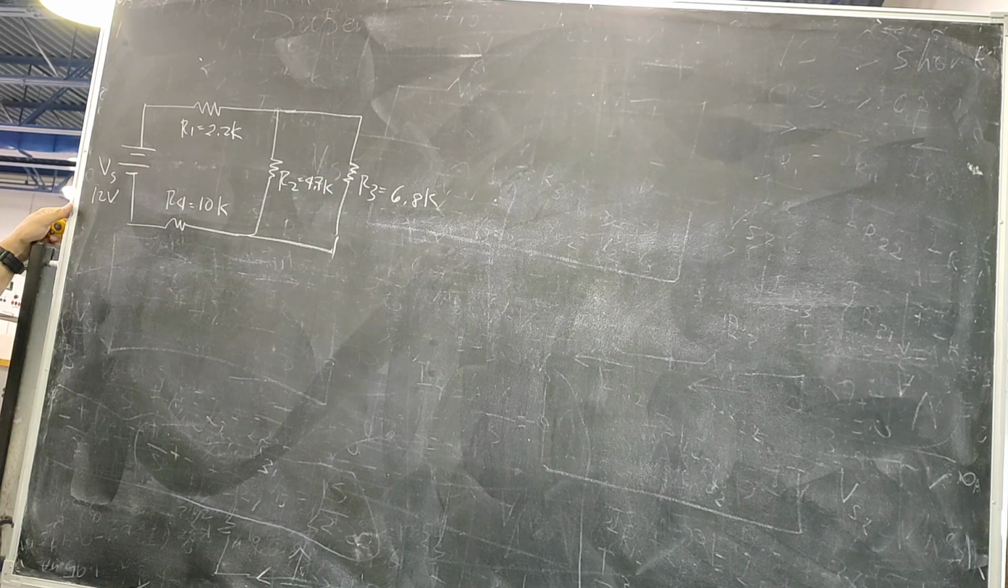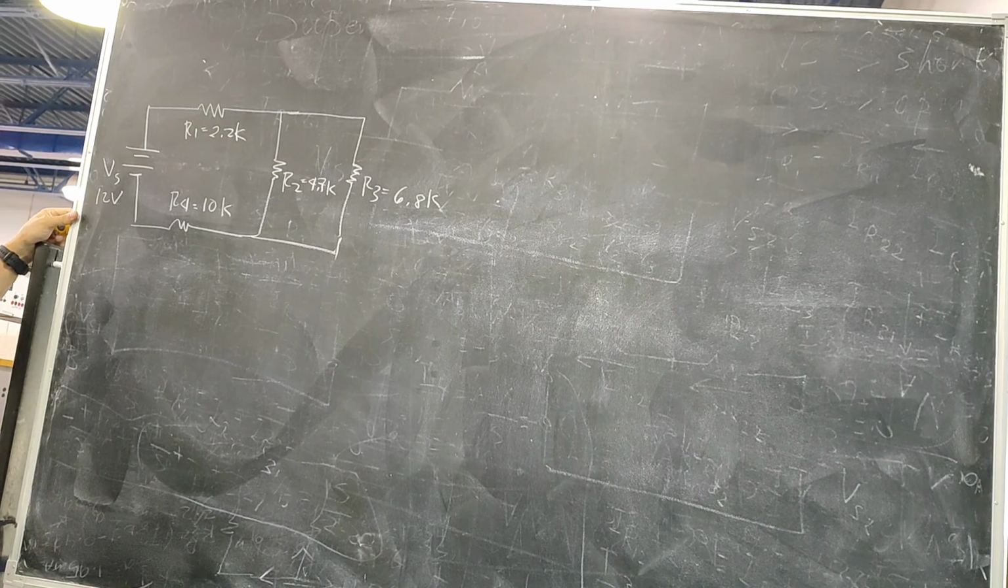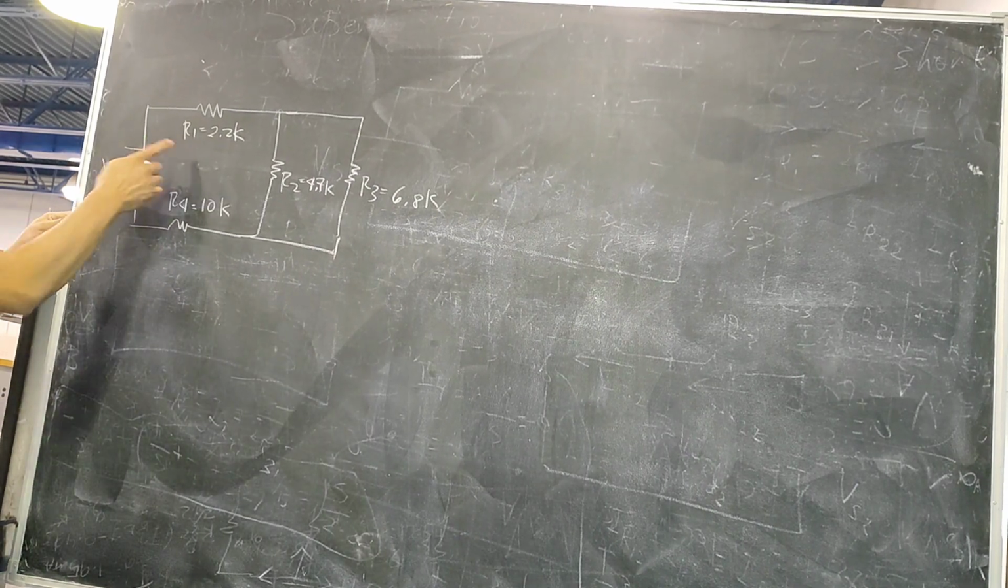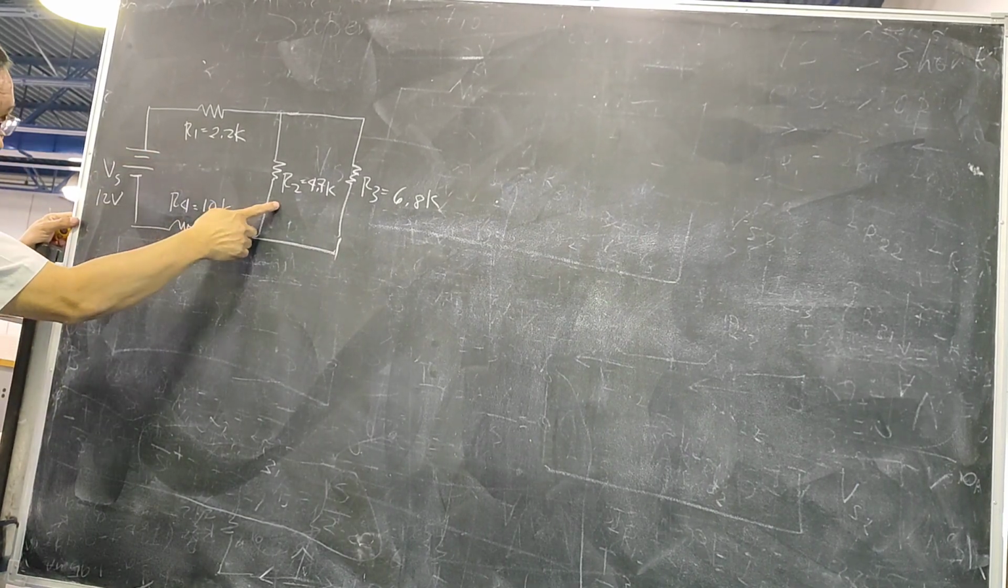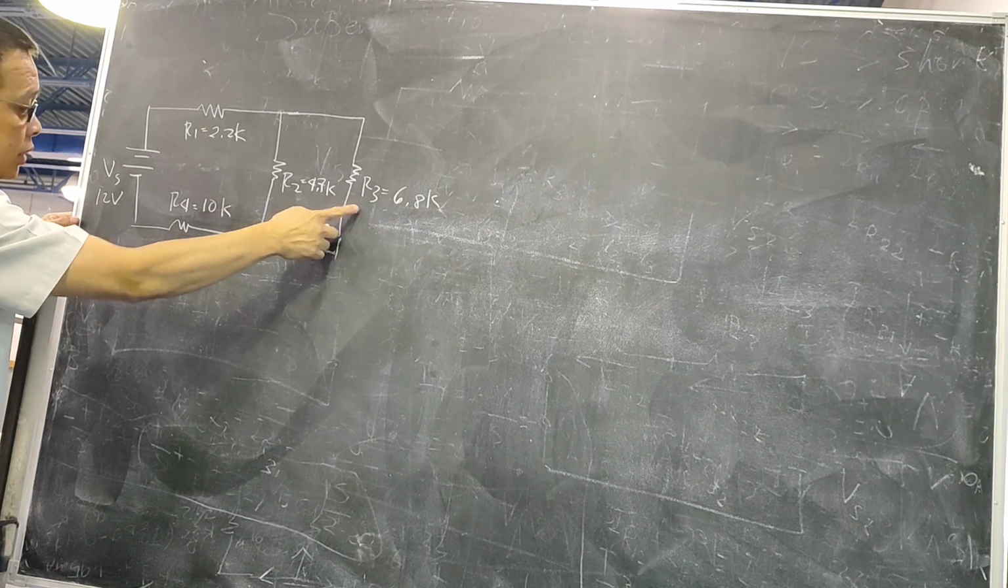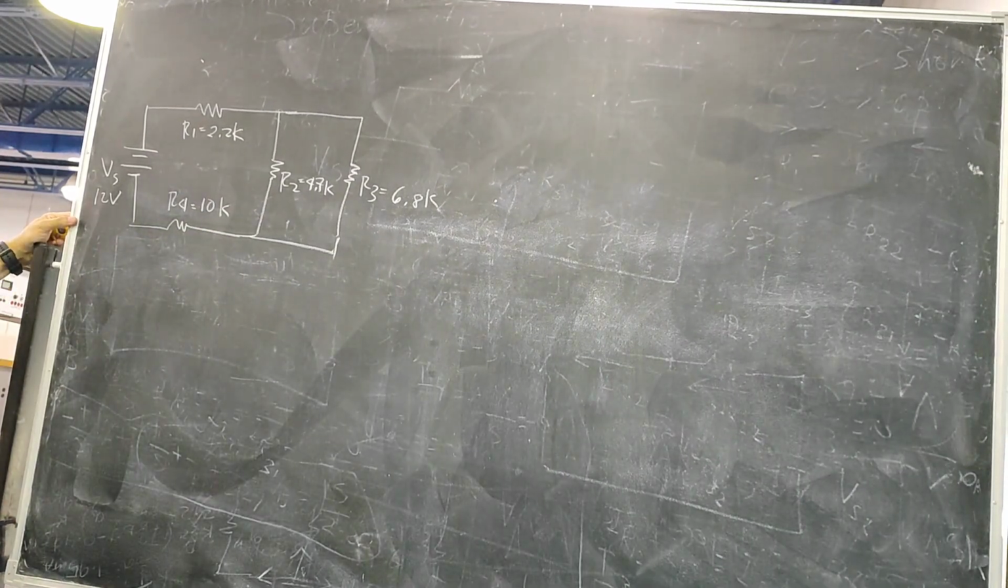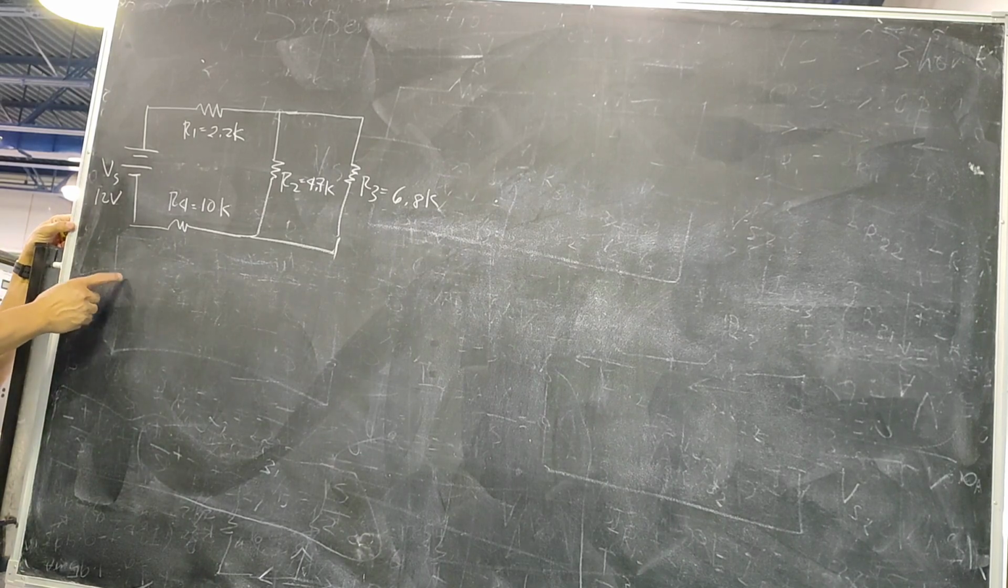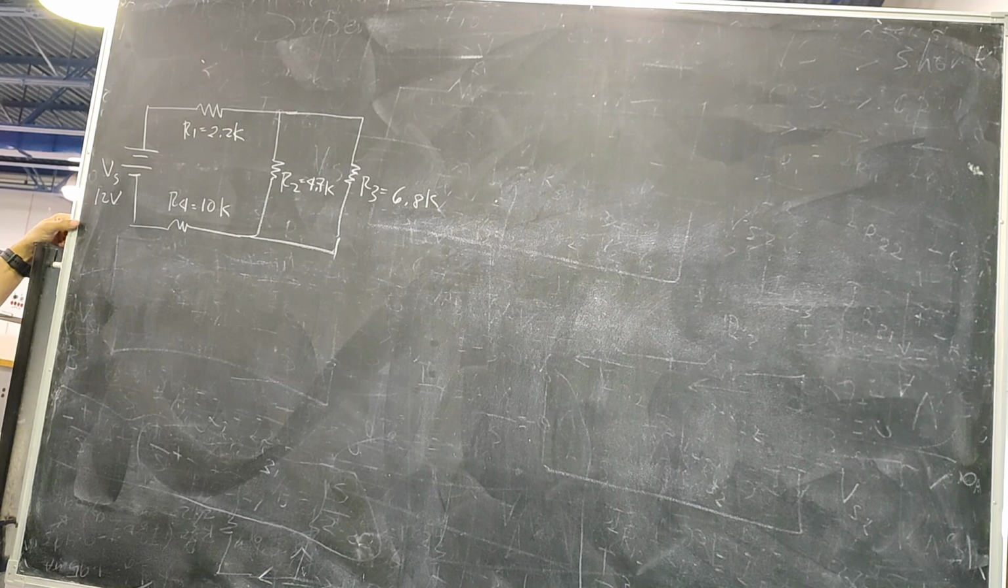Parallel resistor. So now we have R1, 2.2 kilo. R2, 4.7. R3, 6.8, and then R4, 10 kilo. So let's try to calculate this circuit using Ohm's law, the very basic Ohm's law.